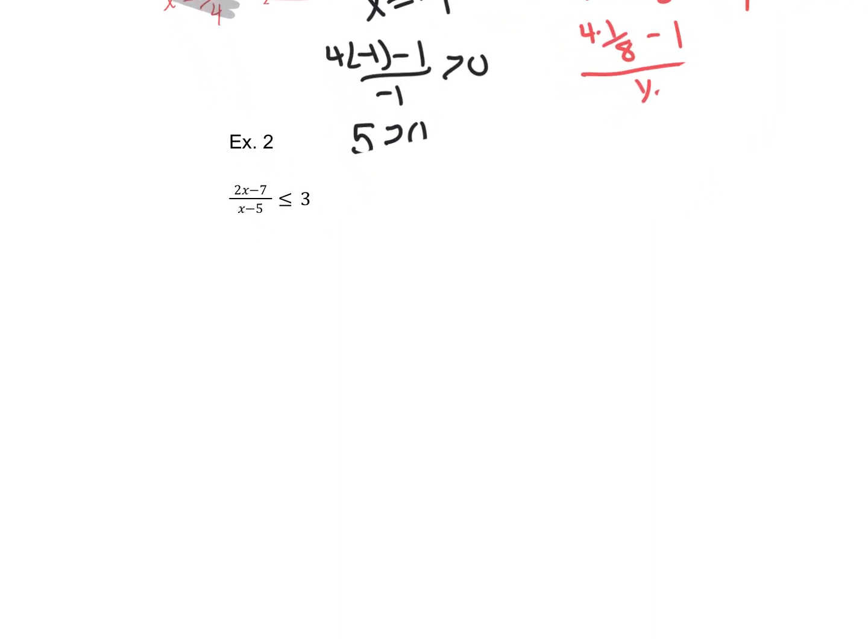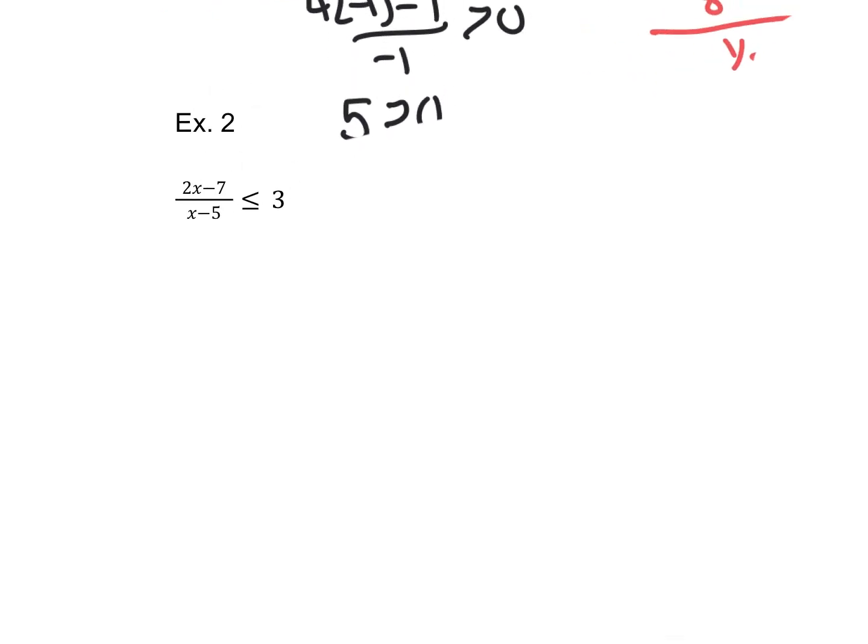All right, so now we have a fraction and we have less than or equal to 3, which means we are going to have to do a little more work. So we're going to have to subtract 3 from both sides. So we'll have (2x minus 7) over (x minus 5) minus 3 is less than or equal to 0, because I subtracted 3 from both sides.